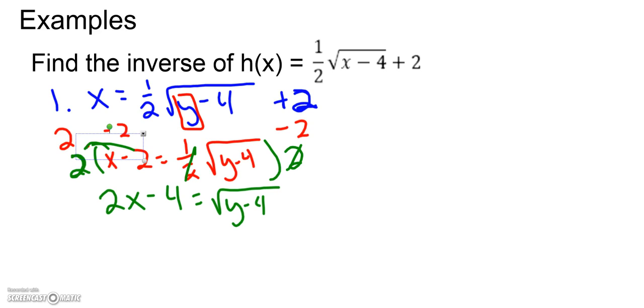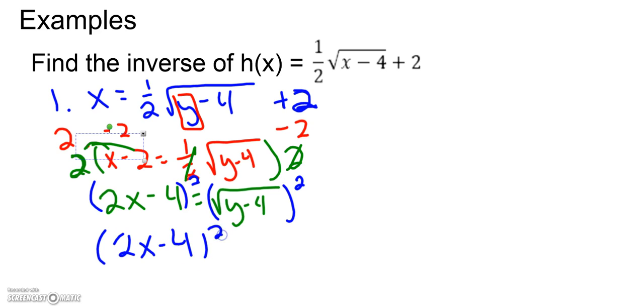Okay, then as we just stated in the last video, the square root and the squared function undo each other. So in order to get rid of the radical, I need to square both sides. So this side will be squared, and so will this side. I'm just going to leave it as 2x minus 4 squared. That's totally okay. And that's going to equal y minus 4.